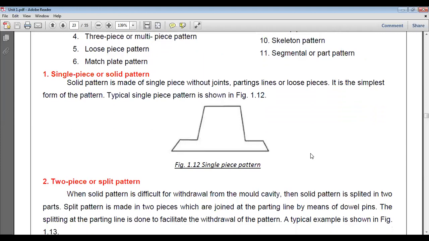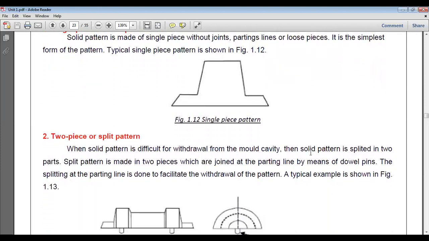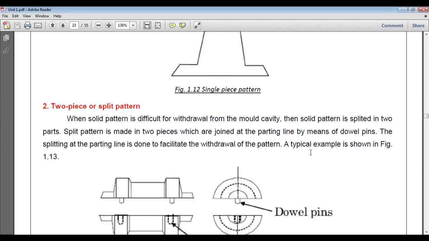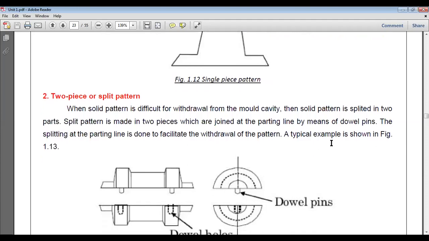Now come to the two piece or split pattern. Split pattern, as the name tells, is a pattern made in two pieces or split, and there are dowel pins or locating pins. These locating pins are basically used to bind the two parts of the pattern. You can see these dowel pins are given here. Symmetrical parts are there, both the lower and upper part are symmetrical, and they don't have any difference.